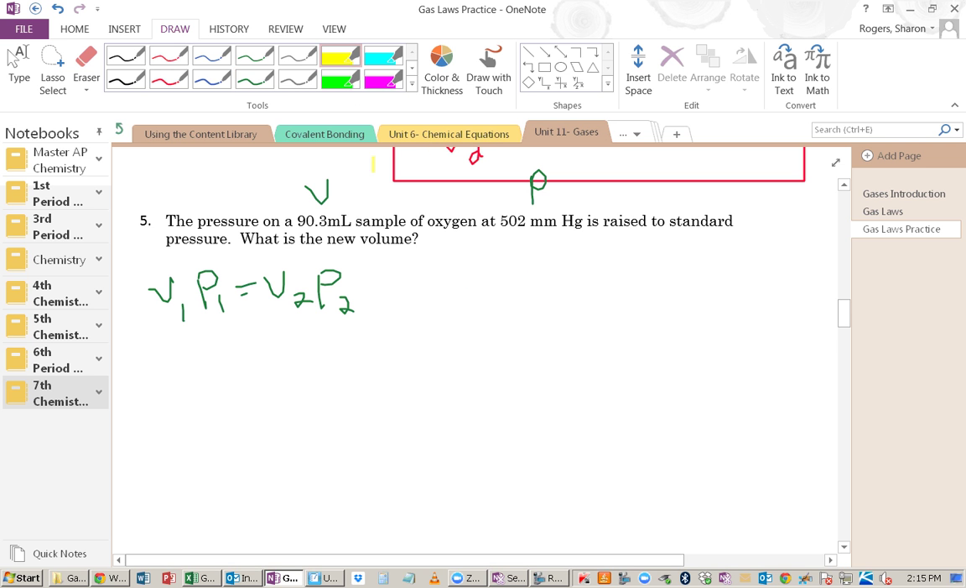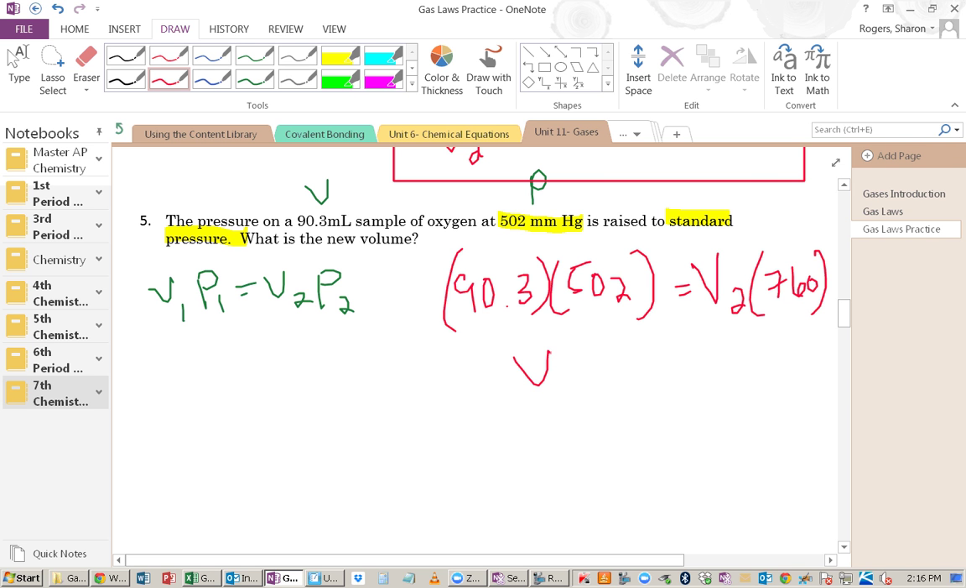Now, pressure. I start at 502 mmHg. That's raised to standard pressure. What's standard pressure in mmHg? Perfect, 760. So now I'm ready to plug everything in. So volume is 90.3. P1's 502. V2, and then 760. So plug that in, and you get 59.65.